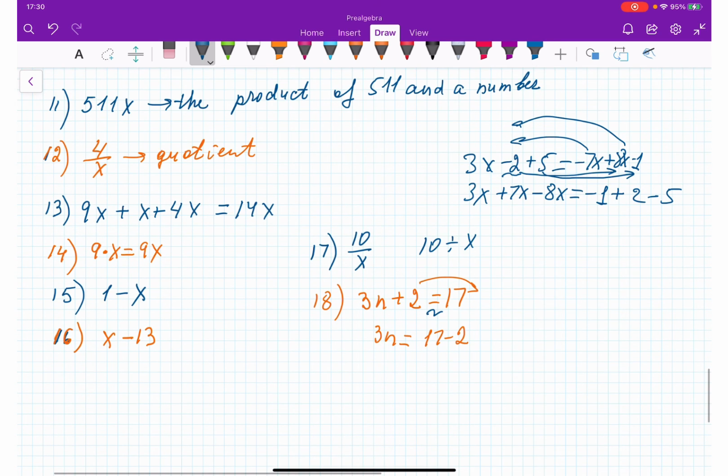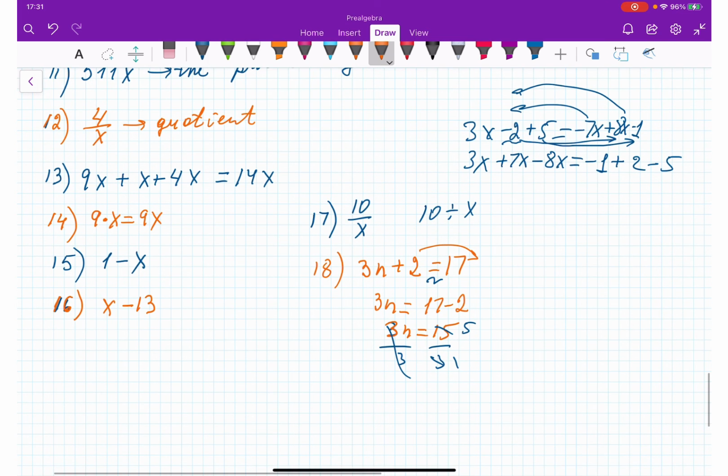So 3n is equal to 17 minus 2. 3n is equal to 15. And then we divide by 3 here, divide by 3 here. This is gone. 15 and 3 I can reduce by 3, 1 and 5. And my answer is going to be how much? It's going to be equal to 5. n is equal to 5. Okay?